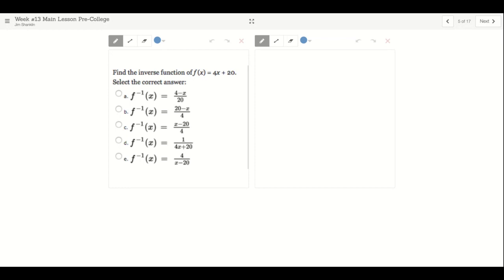Okay, so Wesley said the answer is x minus 20 over 4. All right, so if I was going to do this problem, first thing I do is I write it out as y is equal to, because I was always taught that you have y is equal to 4x plus 20. Then my next step is to flip-flop the x and y around, so I get x equals 4y plus 20, and then I solve for y, and that is my inverse function.